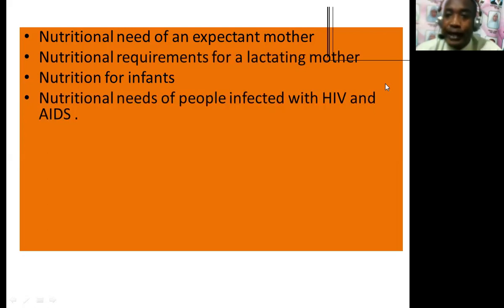How to help the large intestine to deal with food. These are people infected with HIV. Feed them on diet rich in fiber.